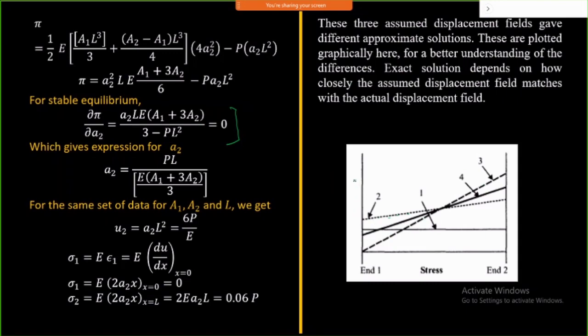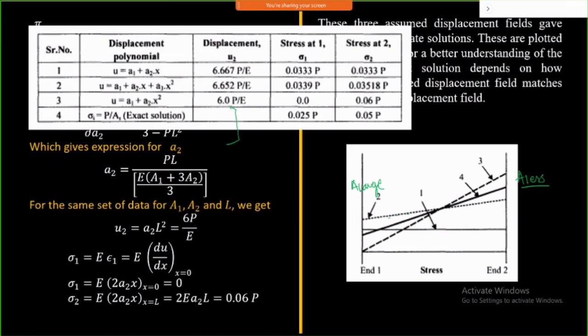Because here at this end the area is large, my stress should be less. Here the area is less, so my stress should be more. That is what you can observe physically. And here you can compare with the exact solution. The exact stress comes to be 0.025. But if you assume this displacement field, you will get a stress value of 0. Then by using this polynomial, you will get 0.0339. Here we'll get again 0.333 or something like this.